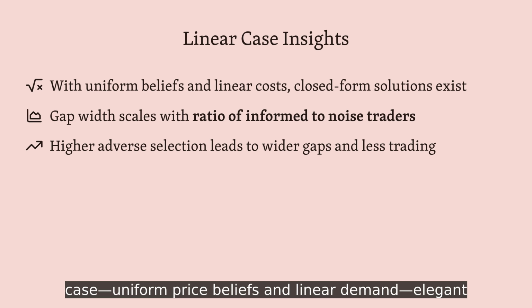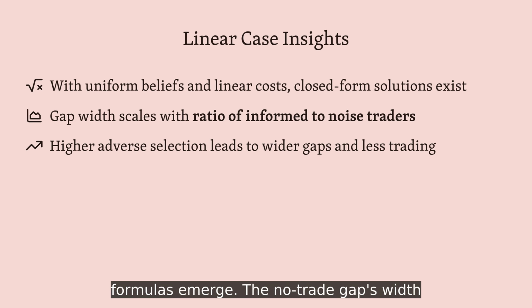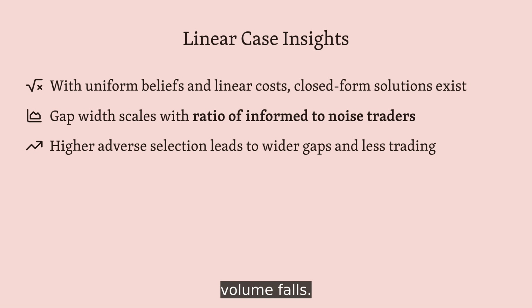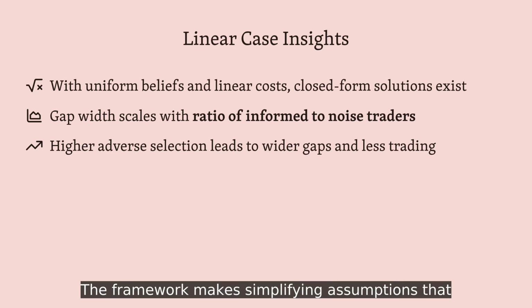When the authors examine the simplest case, uniform price beliefs and linear demand, elegant formulas emerge. The no-trade gap's width directly encodes the severity of adverse selection in the market. As the proportion of informed traders rises, the optimal gap widens, and overall trading volume falls.